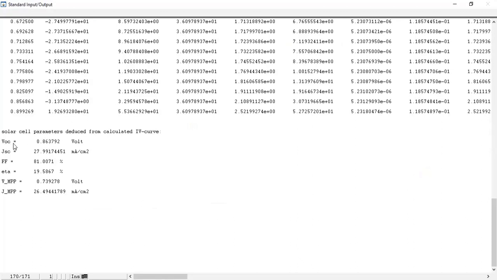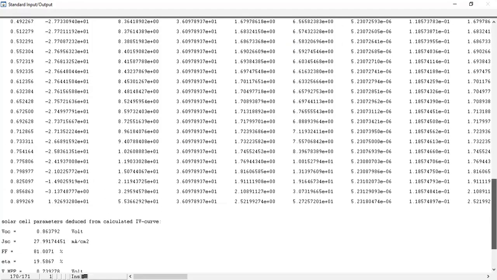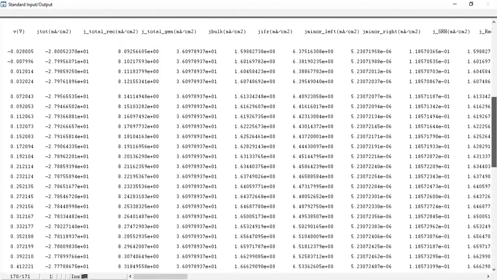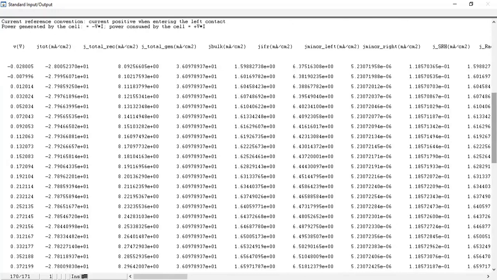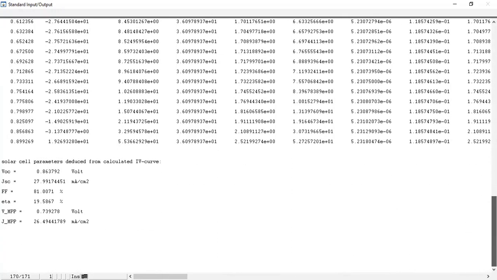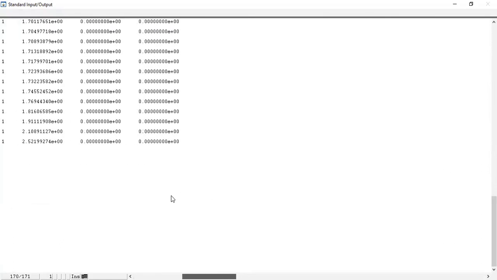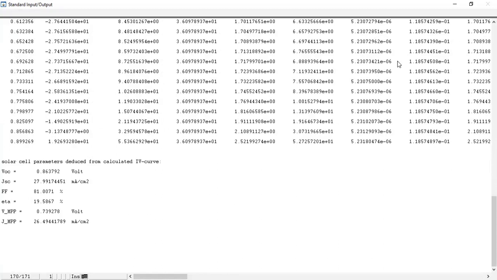First of all, we can see that our VOC value is 0.86, short circuit current value 28, fill factor, eta, and other things. So if someone is interested in getting a better graphical representation, he can extract data from here. Like we can see that over here is the voltage, short circuit current value, recombination, and other parameters as well. So we can get these data into some other software, and we can produce some good graphical representations.